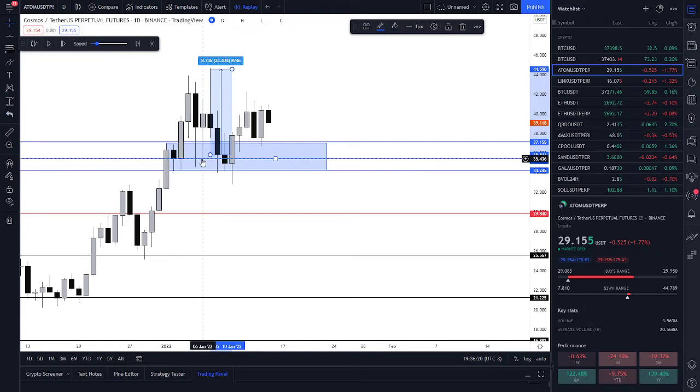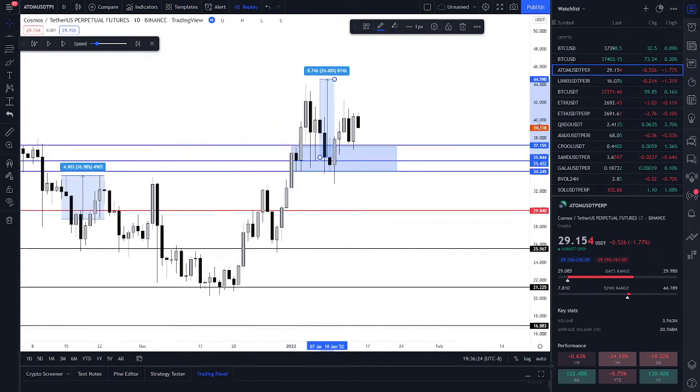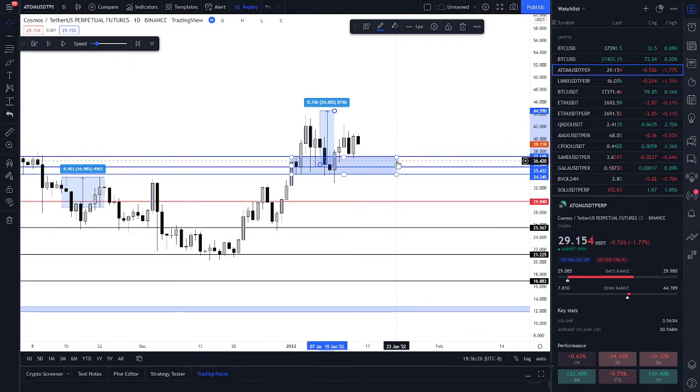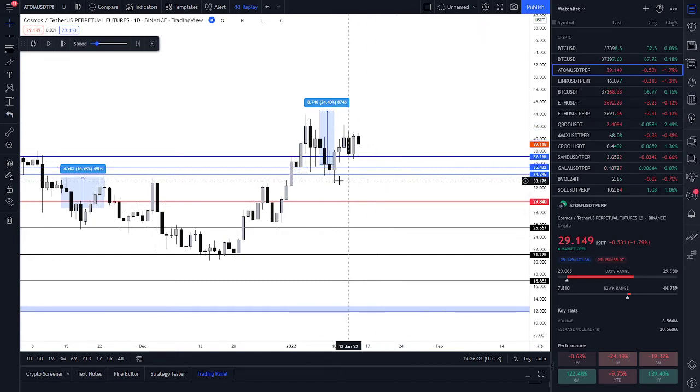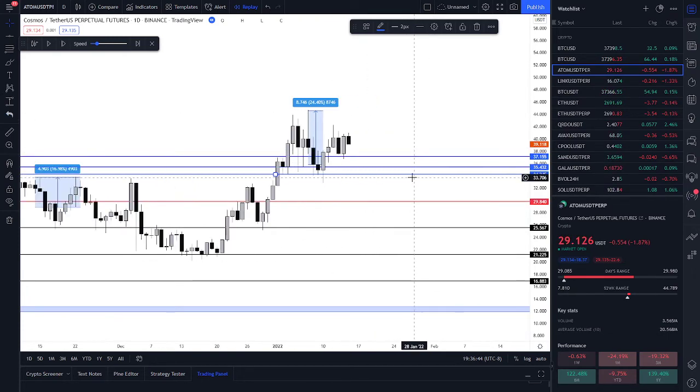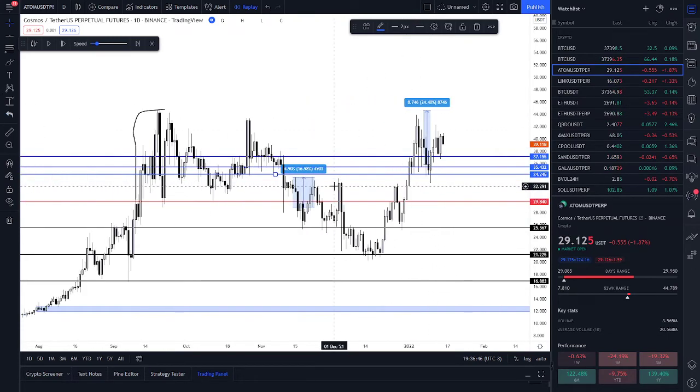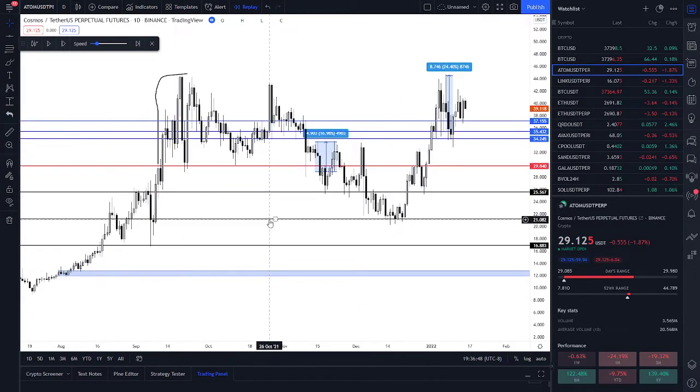However, 50% was filled here, so this is no longer a valid demand zone. I wouldn't play this again. I got a 25% pump. I'll take it. You can keep your support lines, right? You can play support and resistance now, but you won't play that demand zone. And that was the 3 zones that we had drawn out.